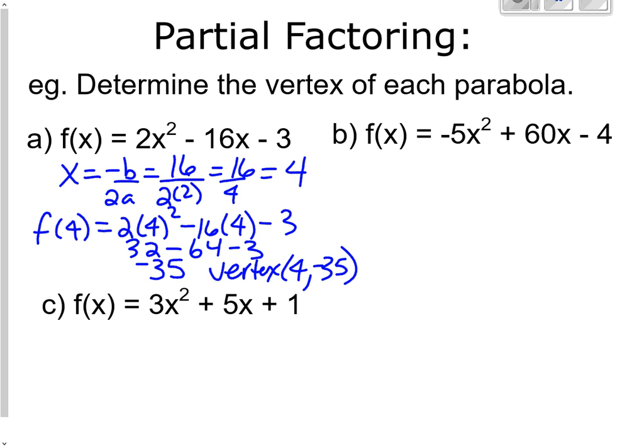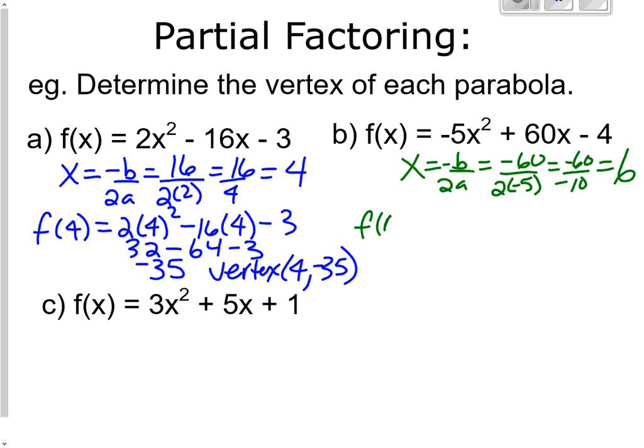All right, over here, same thing. My x-coordinate is negative b over 2a. So this is going to be a negative 60 over 2 times negative 5, which is negative 60 over negative 10, which is just 6.